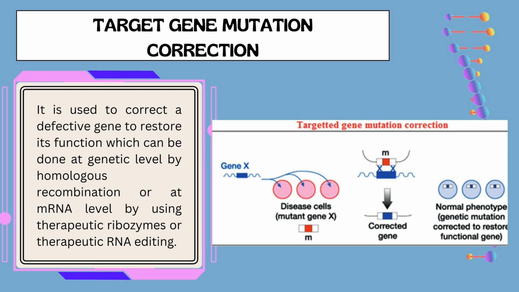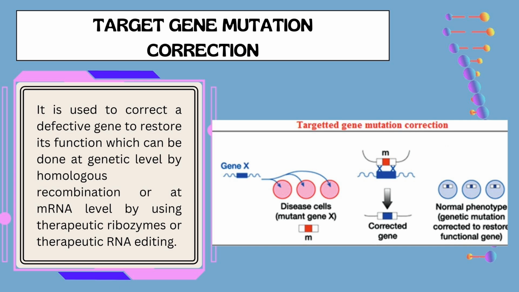Here in target gene mutation correction, it is used to correct a defective gene to restore its function, which can be done at genetic level by homologous recombination or at mRNA level by using therapeutic ribozymes or therapeutic RNA editing, which is dine-describe dito yung process ng gene therapy or the revolutionary approach to treating genetic diseases by correcting defective genes. Also, na-highlight dito yung two main levels in which this correction can occur.